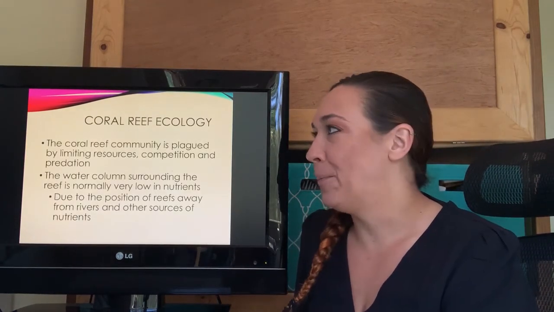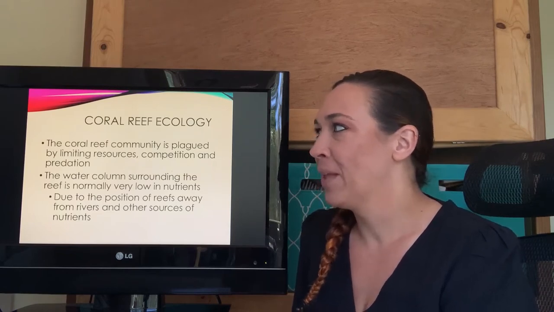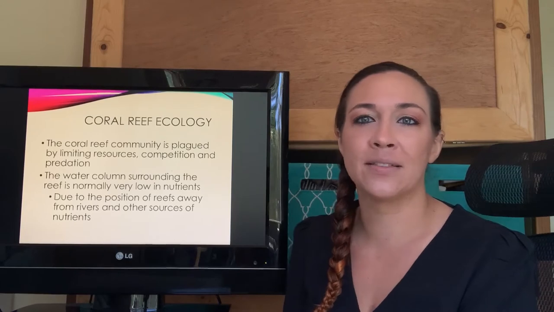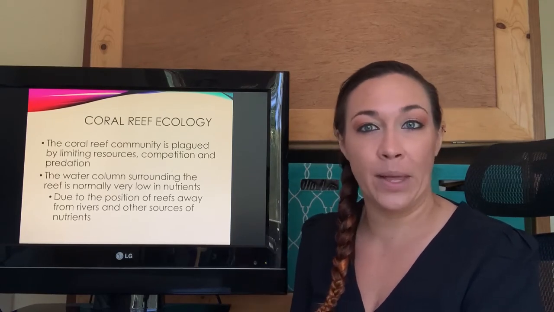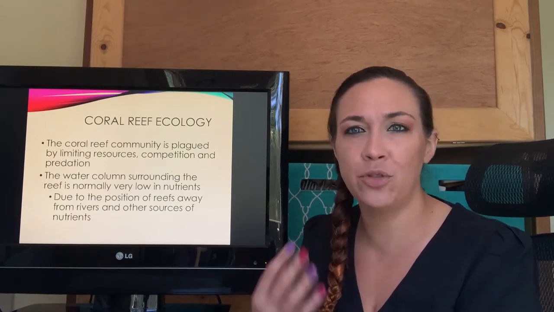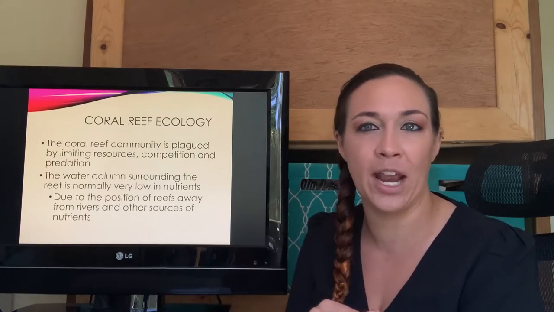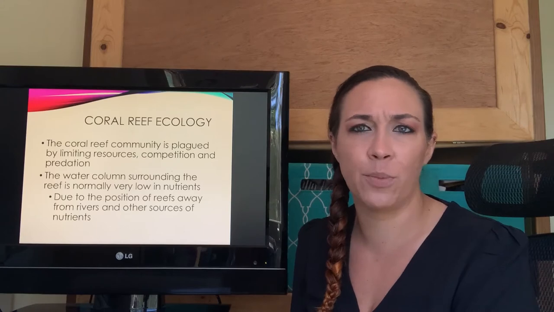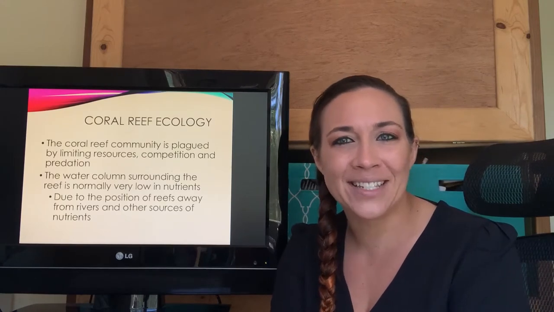All right, so moving right along to coral reef ecology. Again, we are very limited in the tropics. You don't have a lot of phytoplankton. You don't have a lot of zooplankton, which means you don't have a lot of primary producers in that area. So yes, you have some algaes. Yes, you have some coral. They're all contributing to the primary producing, but it's very limited.